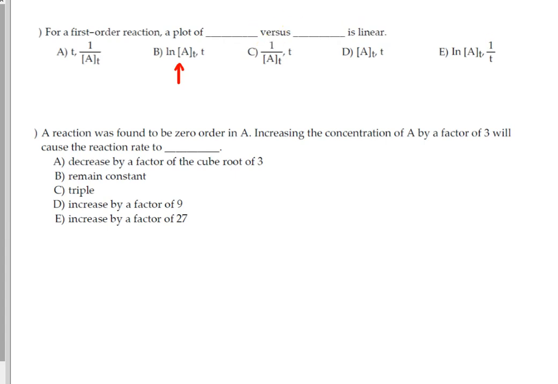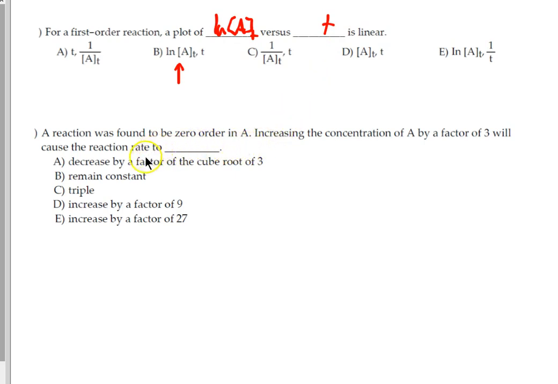When you integrate the rate law, you end up with this long equation that we will go over today. And it actually turns out to be in the form of y equals mx plus b, which is the form of a line. And the ln of A versus t gives you that straight line. So it's the ln of the concentration of A at a specific time versus that time.